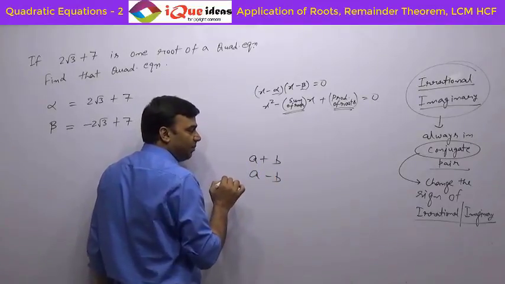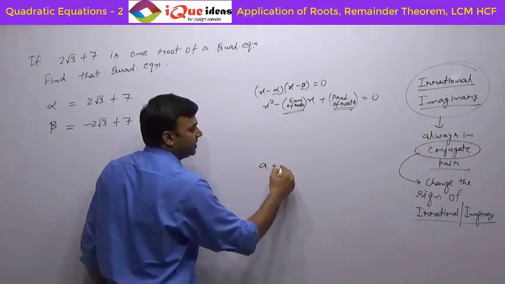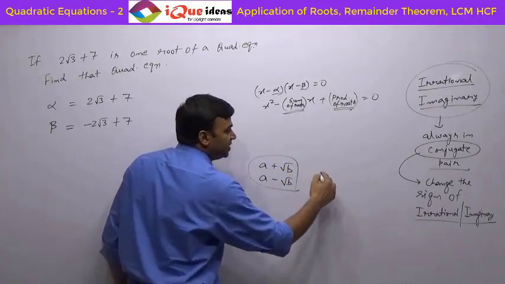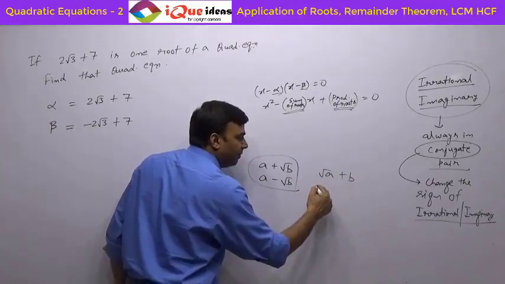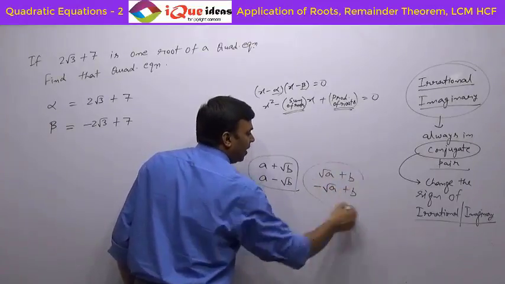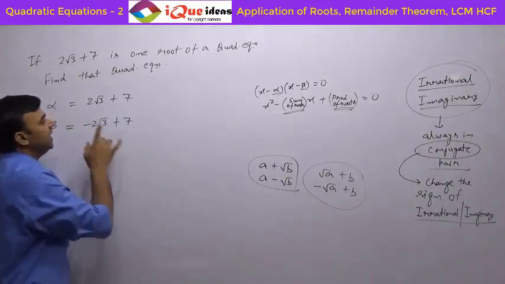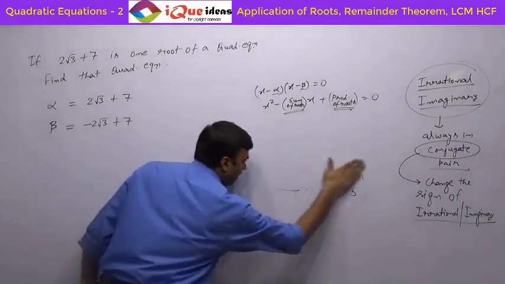If a is the irrational part, so for example, if it is a plus root b, then the conjugate will be a minus root b, right? But if it is root a plus b, then the conjugate will be minus root a plus b, right? Be really careful here. This is very important. You have to change the sign of the irrational part. Okay, so come back to this.